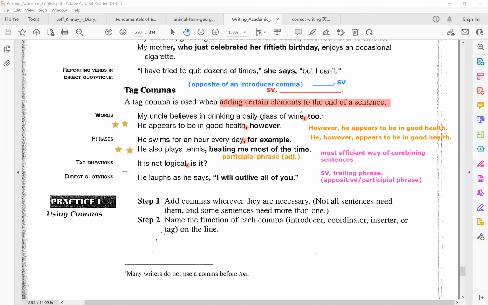All right. And if we take a look at the direct quotation, you can see that essentially this is the opposite of an introducer comma, right? He says, comma, I will outlive all of you, right? And this comma here, that is the tag comma. So let's say I switch it around, and I want to put my direct quotation in the beginning. I will outlive all of you, comma, he laughs. Laughs as he says. In this case, we would call this comma an introducer comma. All right. And that is our four types of commas.